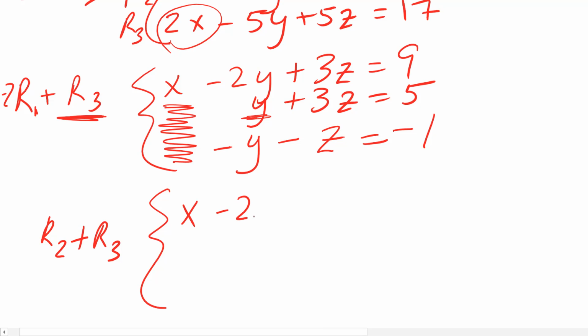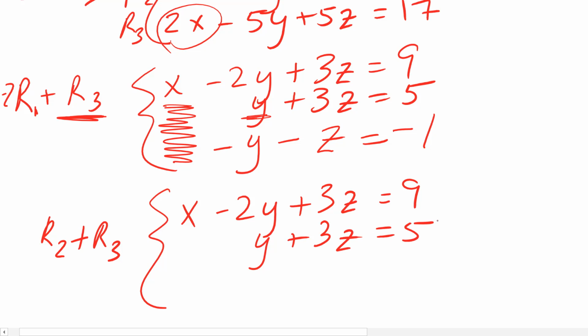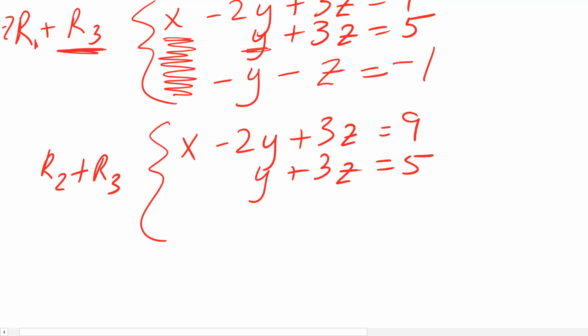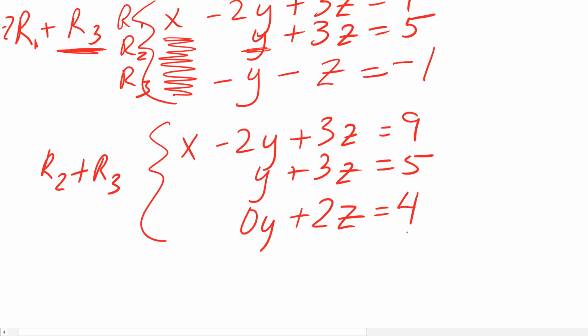All right, so the first equation doesn't change. Second equation's not going to change. The third equation is now going to become this sum. So r1, r2, r3. We're going to add r2 and r3. So y minus y is 0y. 3z minus z is plus 2z. 5 minus 1 is 4. All right, so we now have this system of equations in row echelon form. There's the stair step. There's nothing under there.